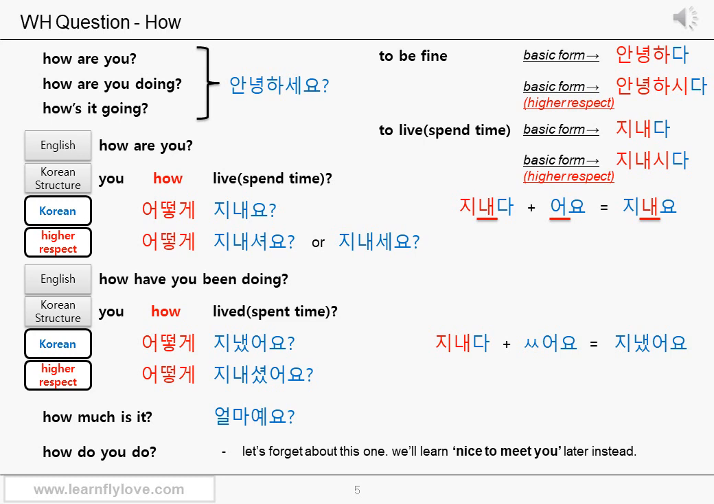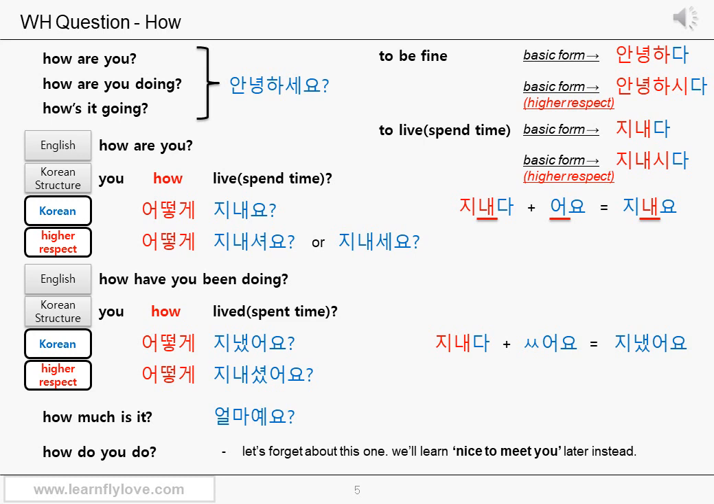지내요. Okay? How? 어떻게? And the verb 지내요. 어떻게 지내요? It means almost the same as how are you doing. How are you doing? 어떻게 지내요? If you put an adverb well in the position of how, it means are you doing well?